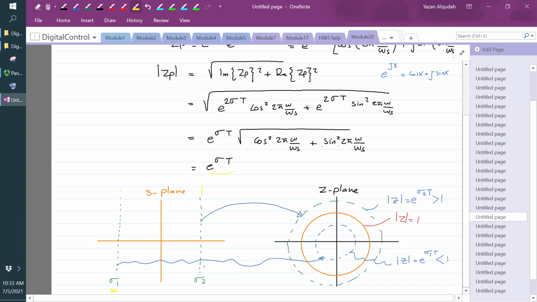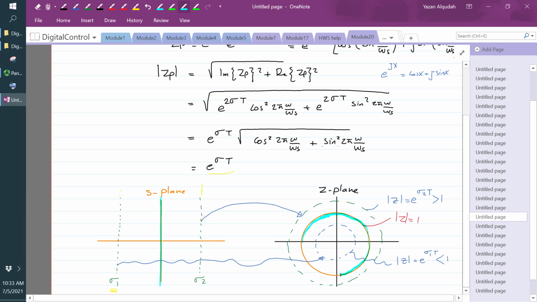And all the poles that are along sigma 2 are going to map into a circle that has a magnitude that is e to sigma 2. And you can see if I have poles along the j omega axis, sigma is equal to 0. If sigma is equal to 0, e to 0 multiplied by t is going to equal 1. So the j omega axis is going to map into, where is it going to map into? It's going to map into the unit circle.